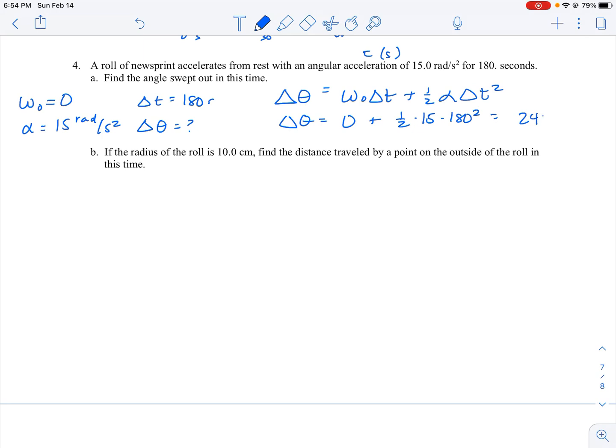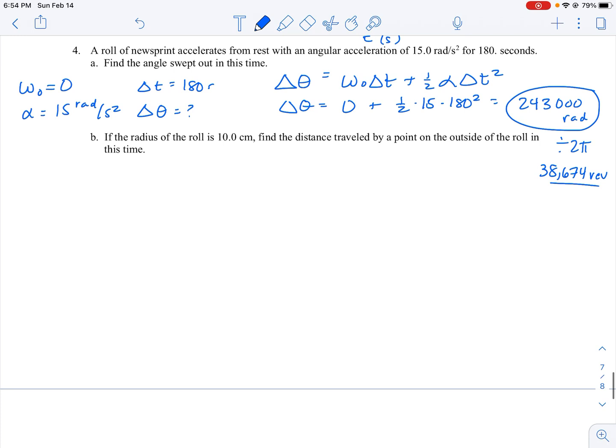I get 243,000 radians. Now that's a lot. If you wanted to find out how many revolutions that was, if I divide by 2 pi, I'll see how many turns that is. 38,674 revolutions. That's quite a few turns.